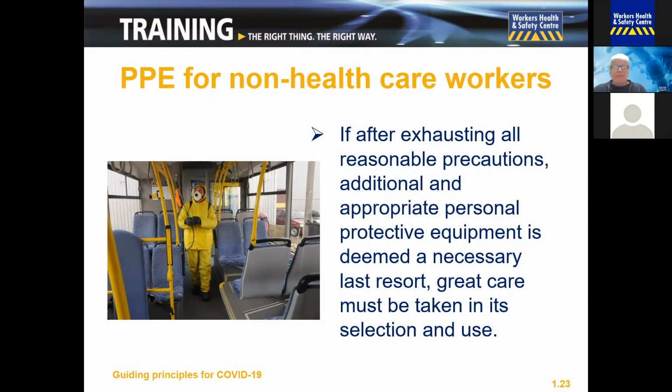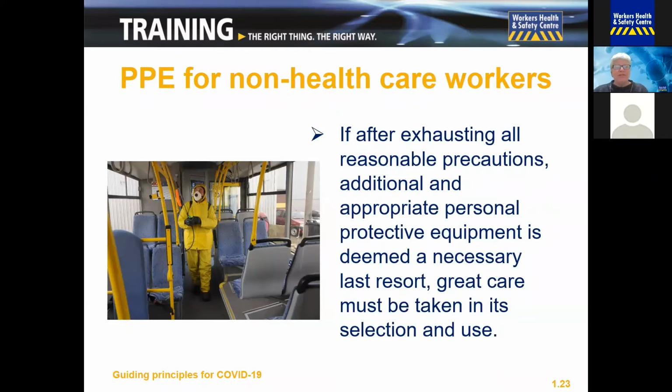As mentioned earlier, while working with worker reps and union reps where there is one, employers should first examine all of the ways in which workers may be exposed to COVID-19. Then consider social distancing measures to combat potential exposures. The measures we have discussed are a good place to start. If, after exhausting these measures, additional and appropriate PPE is deemed necessary as a last resort, great care must be taken in its selection and use.